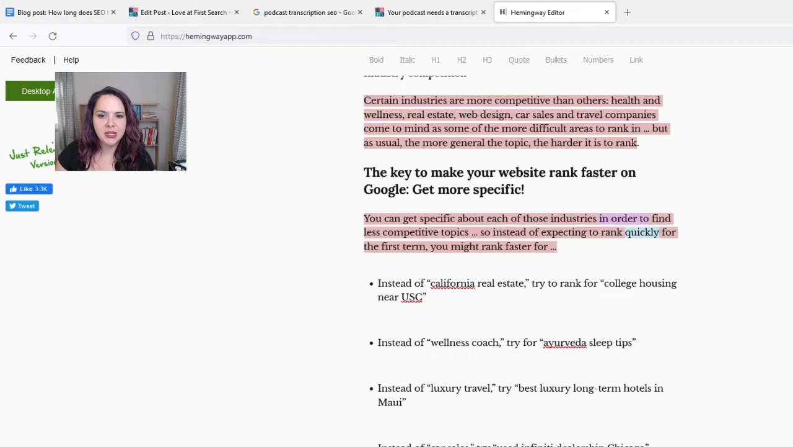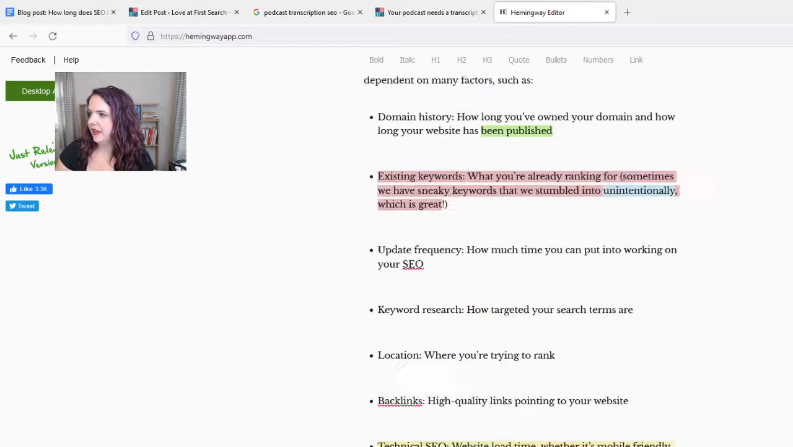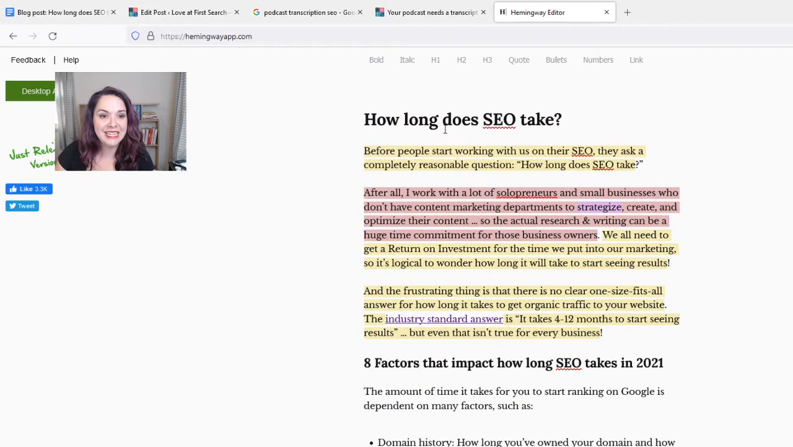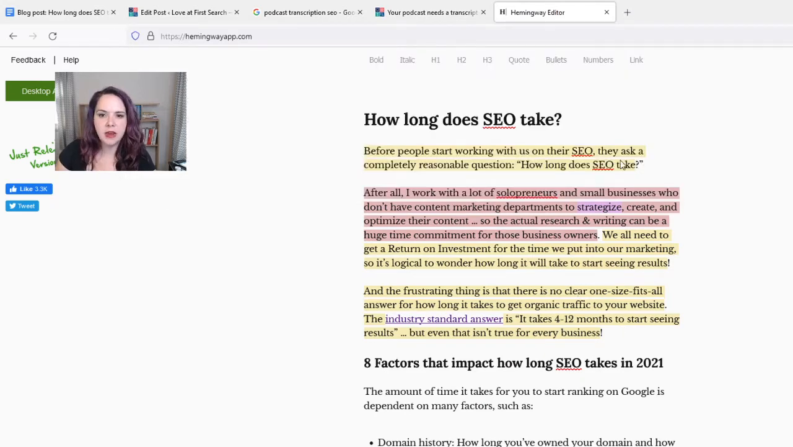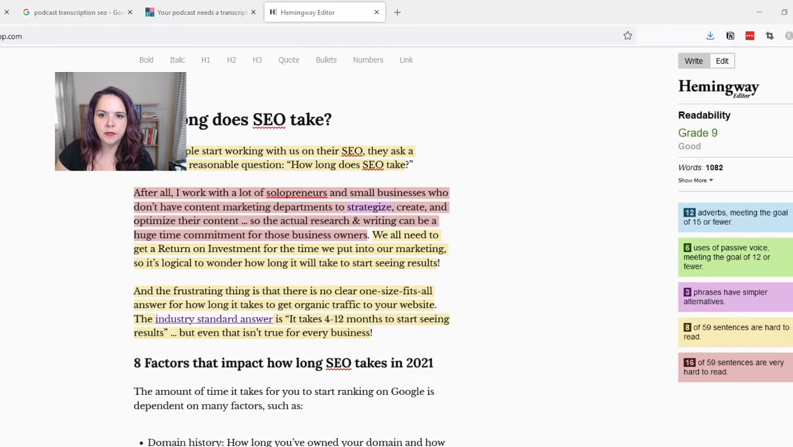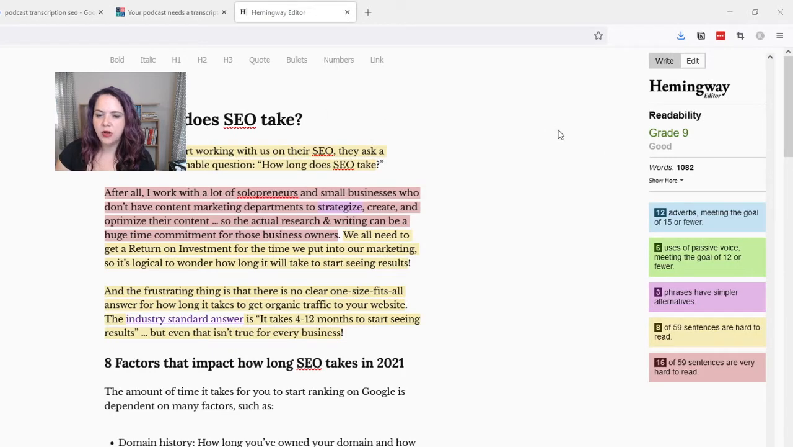But here's what I'm going to do: I'm going to take that blog post and copy it right out of Google Docs and paste it into the Hemingway app, which is at hemingwayapp.com. It tells me up here in this corner that my readability for this blog post that I wrote is grade 9, which is good. I've written about 1,000 words.